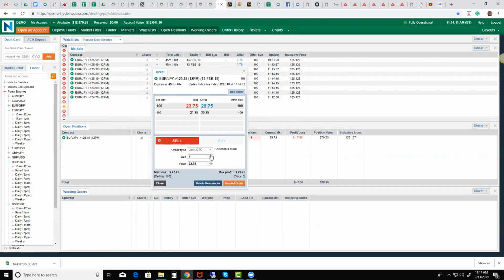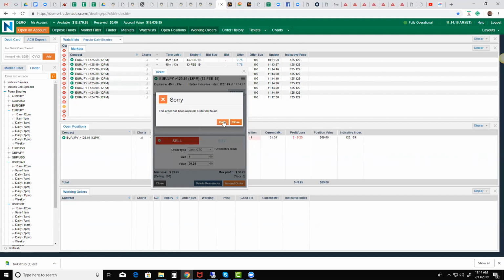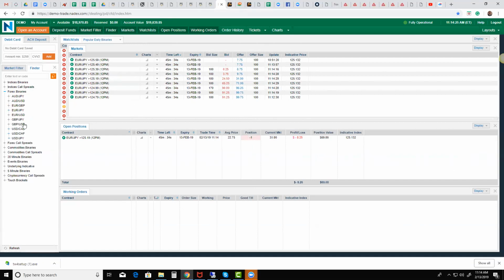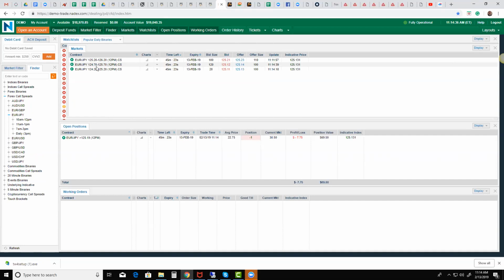I should have done that at market value. Amend order. Back. Okay, there it is. All right, it went in. So into a trade. Now, how would I trade this if I was trading spreads? Simple as well. I'm going to do a call spread. Let's do call spread Euro JPY. We're looking for 12. We're looking for something that's close to the ceiling because we're coming down for a sell at the 125.18.